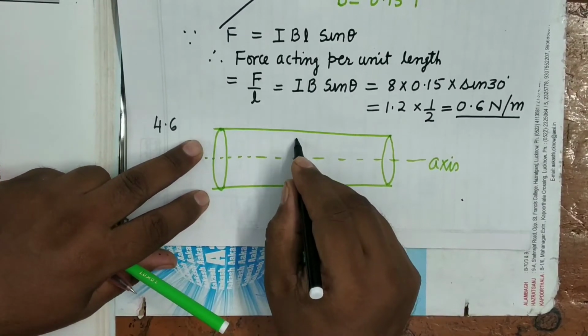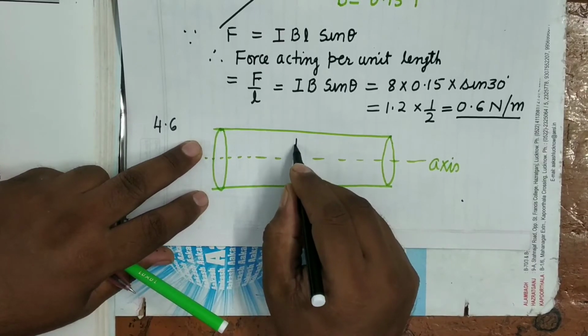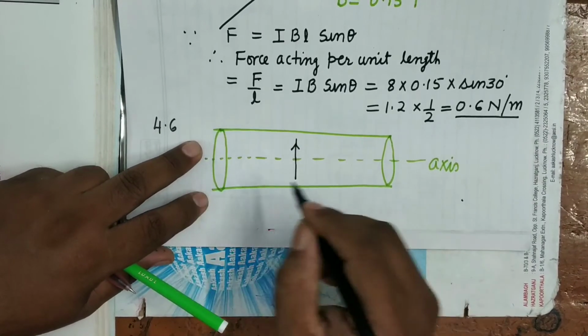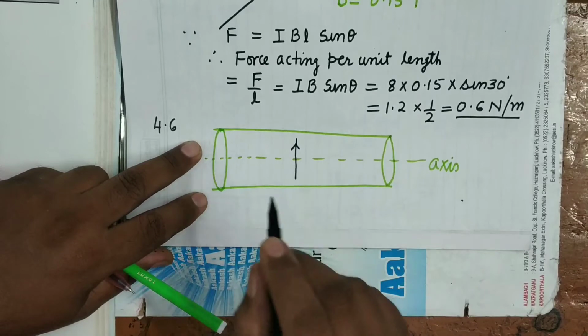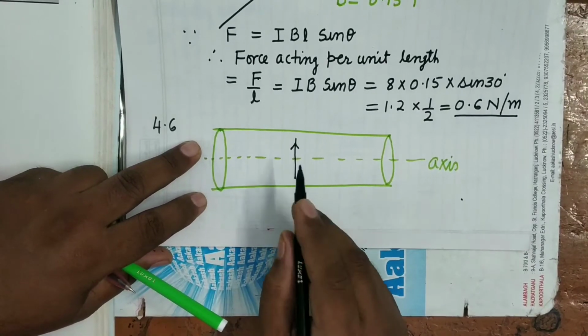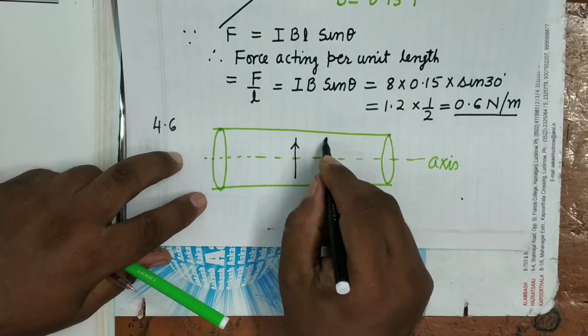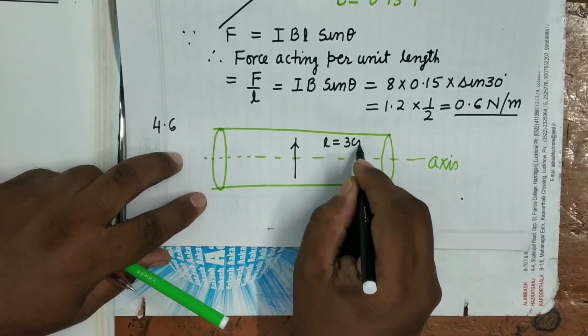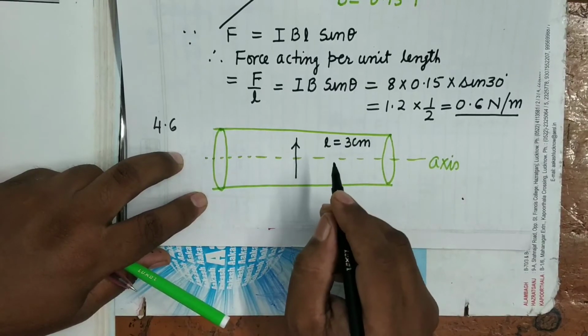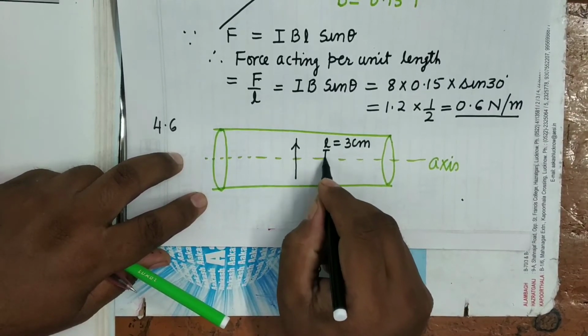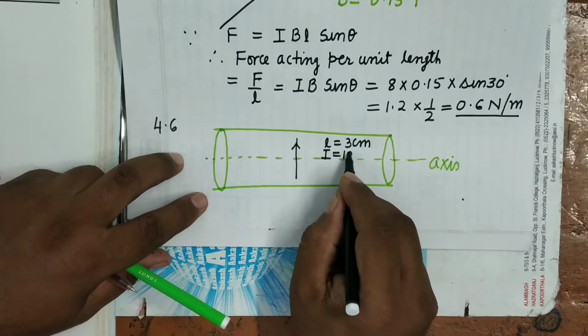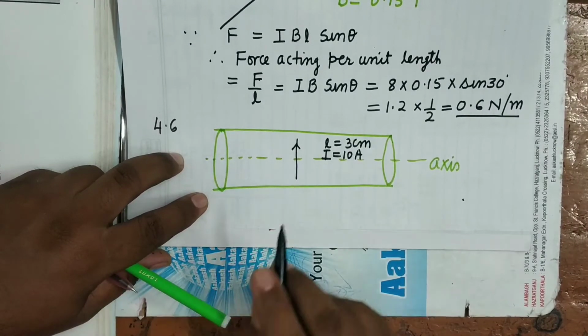This wire is carrying a current of 10 ampere, and it will be connected in the external circuit by some means that I am not showing. Its length is given as 3 centimeter, and it carries how much current? I equals 10 ampere. This wire is carrying 10 ampere current.